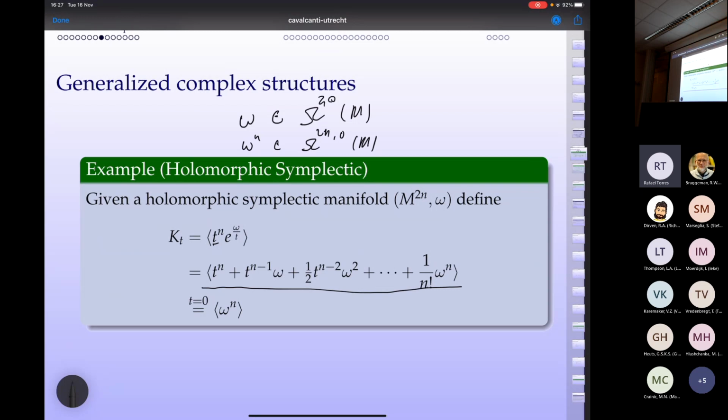When t is equal to 0, you see that all these coefficients here will disappear except for this last term here. This last term remains. So in the end, when t is equal to 0, I'm just looking at the line generated by omega to the n, which is the canonical bundle of the complex structure. So whenever you have a holomorphic symplectic manifold, you can actually deform from symplectic to complex in a continuous family of integrable structures. This is the bizarre thing that, the first time you see it, is funny. You get used to it over time.